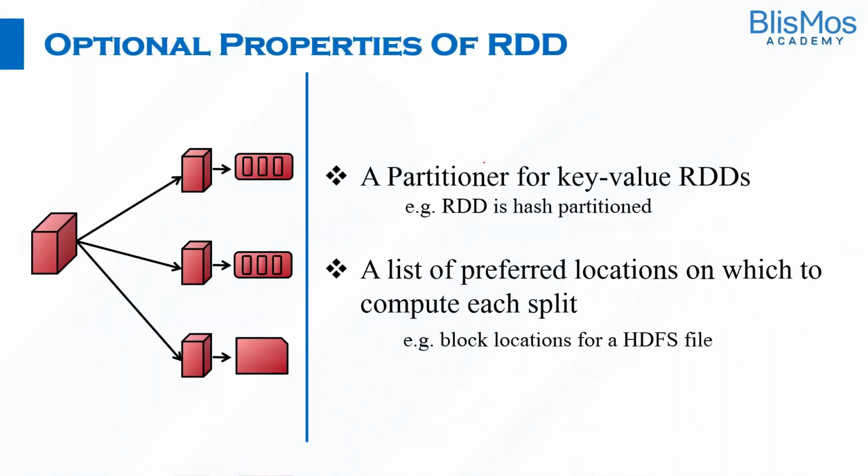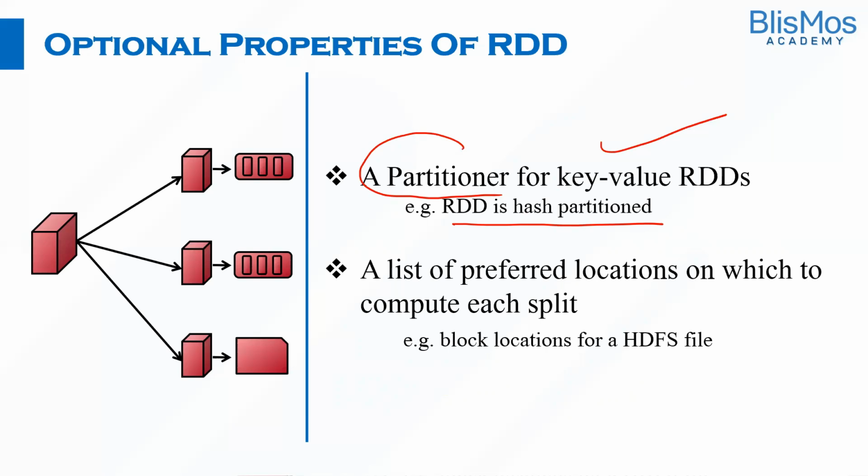Optionally, RDD should have a partitioner for key value RDDs. What are key value RDDs? We'll just see that in a couple of minutes. So how the RDD is partitioned, whether it is hash partition or how it is partitioned, we should also have the information about that optionally in case of key value RDDs.